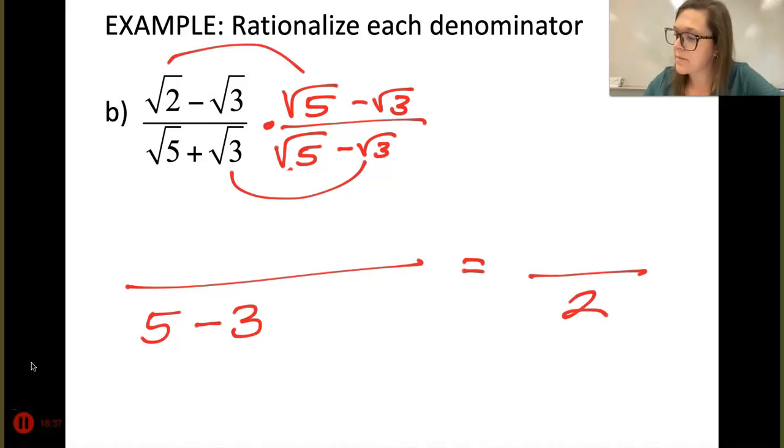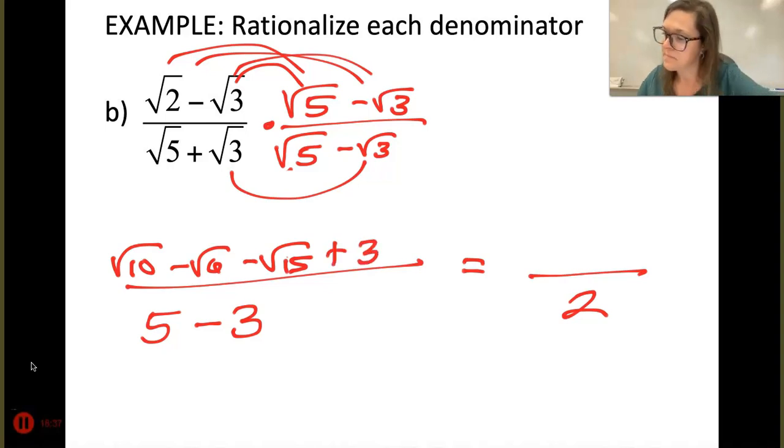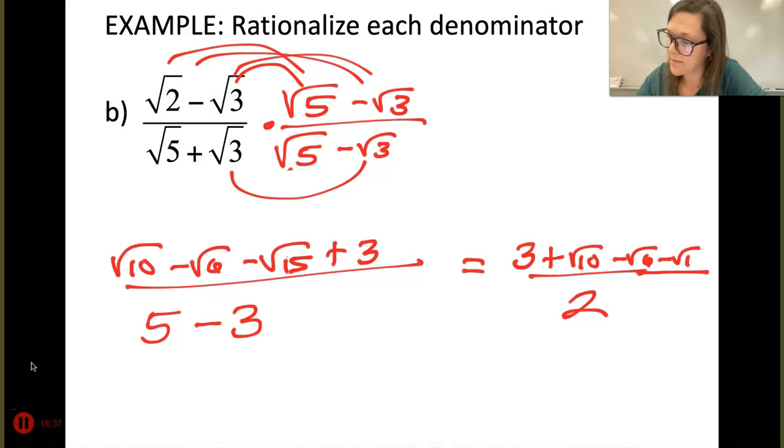Up here, root 2 times root 5 is root 10. Here I do need to make sure I multiply everything because nothing's going to cancel. I get a minus root 6. I get a minus root 15. And I get a plus 3. So is there anything that has like radicands? Nope. So I'm just going to rewrite. I'm going to put my 3 in front. So 3 plus the square root of 10 minus the square root of 6 minus the square root of 15.